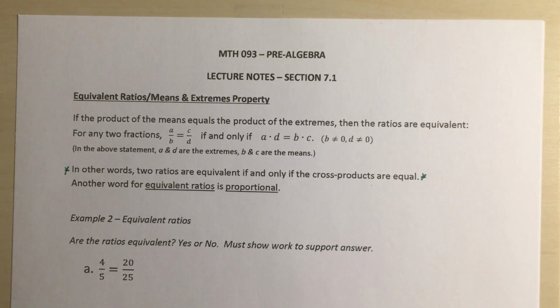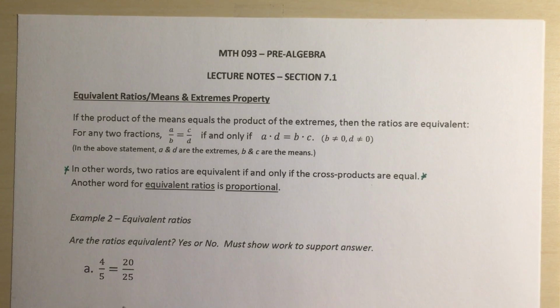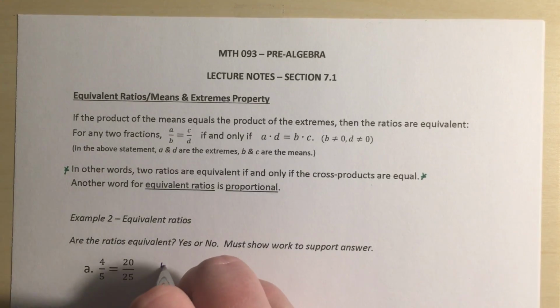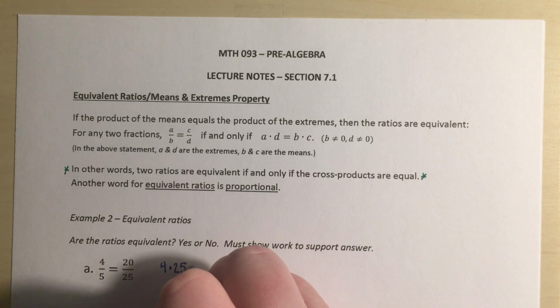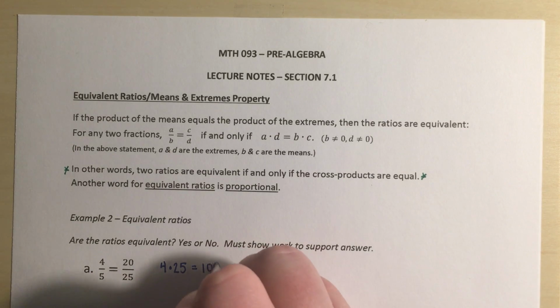Okay, so in example A, 4 over 5 and 20 over 25. Are the ratios equivalent, yes or no? It must show work to support answer. All right, so we're going to start by taking this cross product. If we multiply 4 times 25, well, 4 times 25 gives us 100.